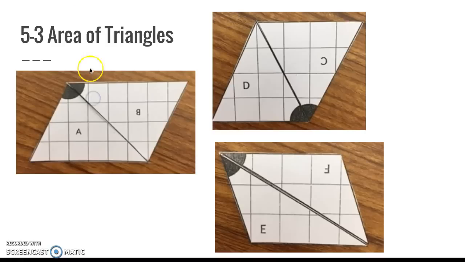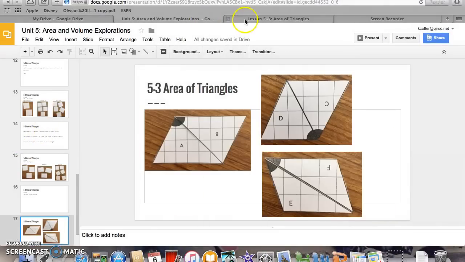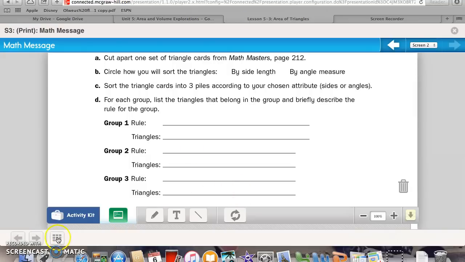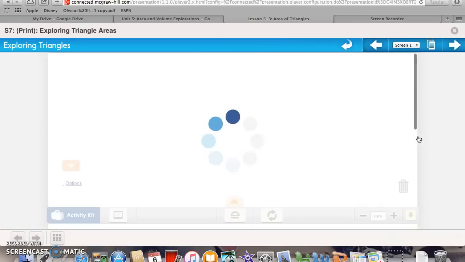Now I'd like you to take a look at page 227, which was your math message, but we're going to look at the bottom, number 2. And we're going to go back to the directions for that. So I'm going to exit our preview here, and we're going to go back to the ConnectEd presentation. And we're going to look at the exploring triangle areas.